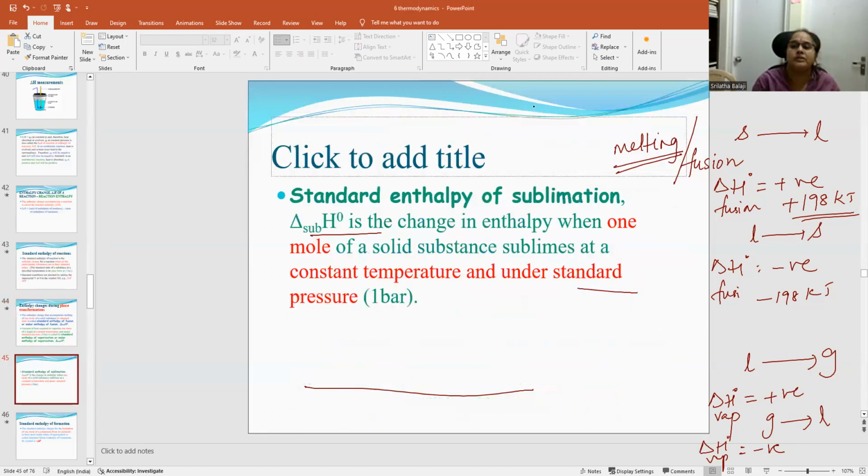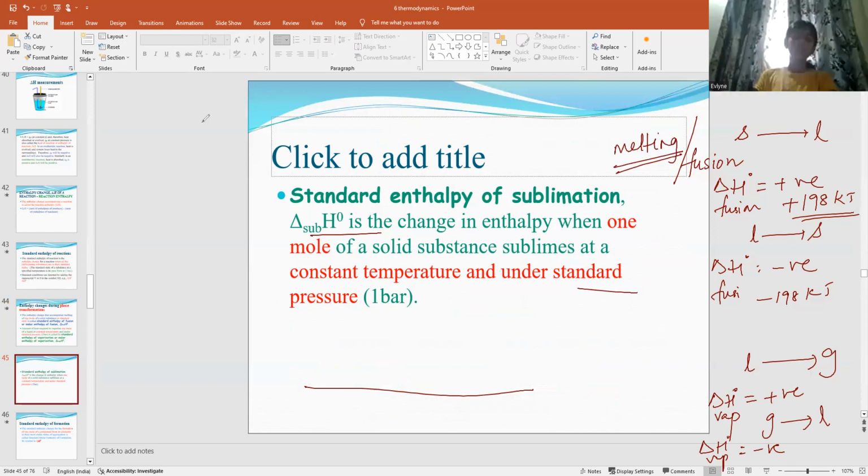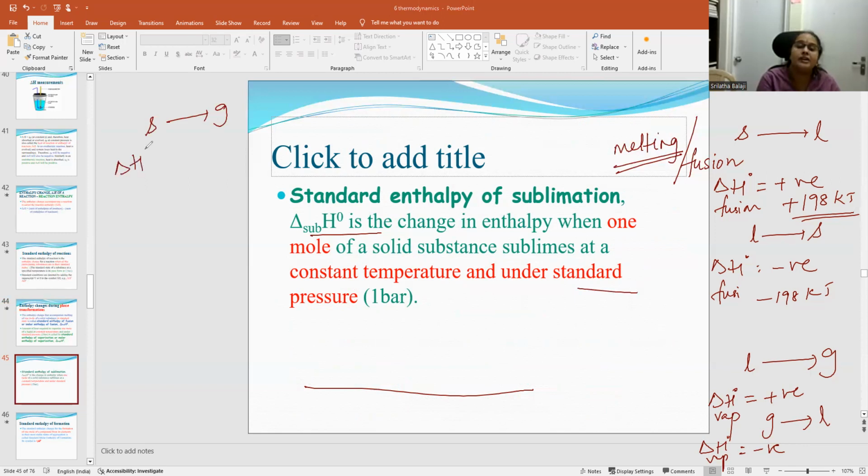Enthalpy of sublimation. It's again for 1 mole. What do you mean by sublimation? Solid to gas. So when solid is converted to gas, this will be positive. And when gas is converted to solid, this will be negative. The same amount of energy will be released.